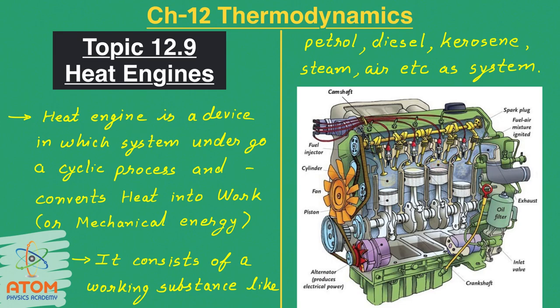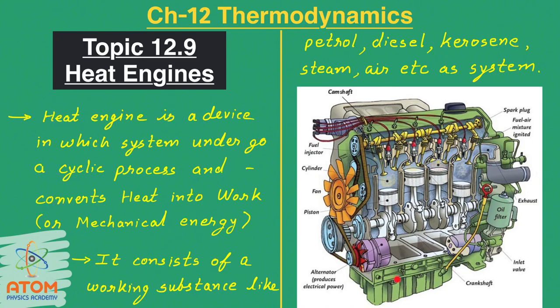A heat engine is a device in which a system undergoes a cyclic process and converts heat into work, or heat into mechanical energy. See why these heat engines are used. They are used to convert heat into work, or mechanical energy. For that, the system undergoes a cyclic process in a device, and that device is known as a heat engine. This heat engine consists of a working substance like petrol, diesel, kerosene, steam, air, etc. These are all known as the working substance of the engine, and they play the role of the system in the engine.